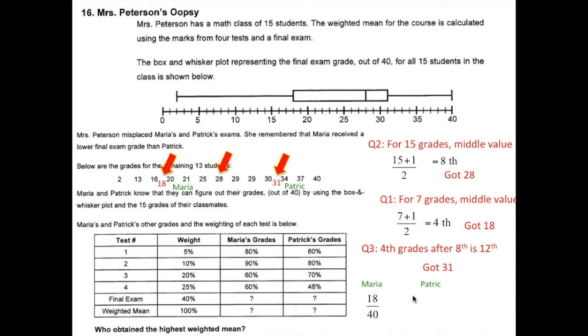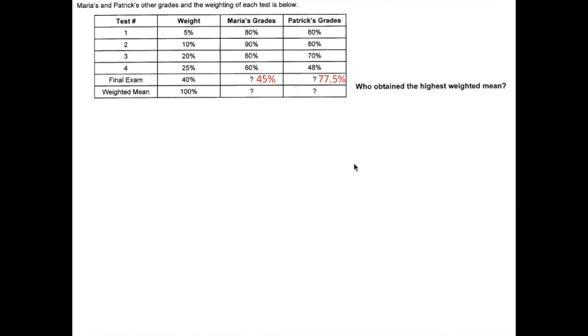So Maria got 18, and the final exam grade was out of 40, so she got 18 out of 40, which is 0.45, which is 45%. Patrick got 31 out of 40, which is 0.775, which is 77.5%. Who obtained the highest weighted mean? So let's go and calculate our weighted mean. I'm going to take the 45 and the 77.5%, put them into our table.